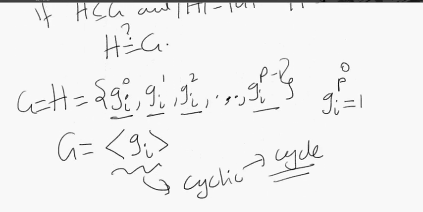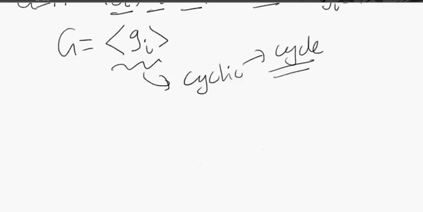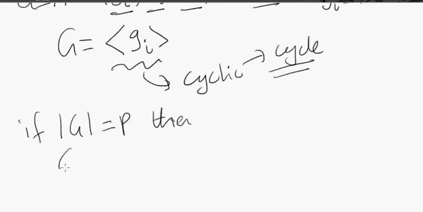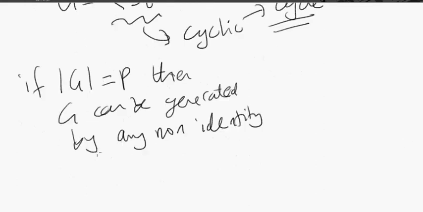Let's see if the cyclic part makes sense. But first, let's first be straight here. Can we make the following conclusion now, that if the order of G is some prime p, then G can be generated by any non-identity element of G.